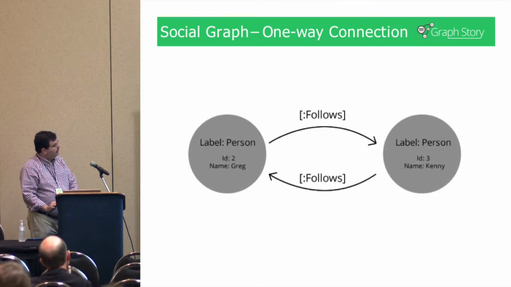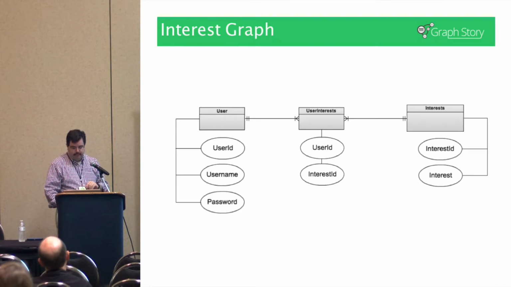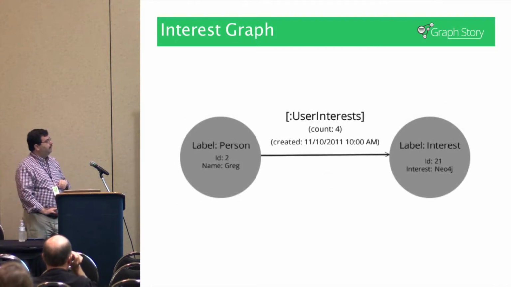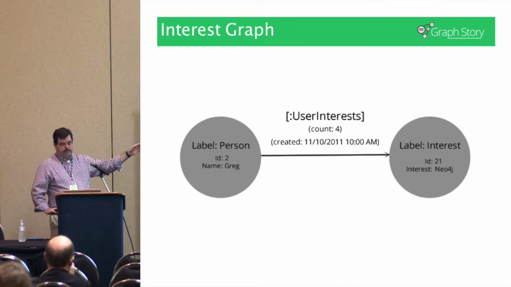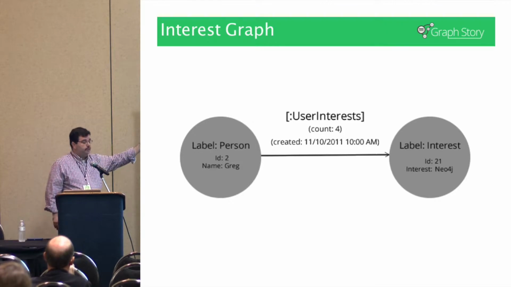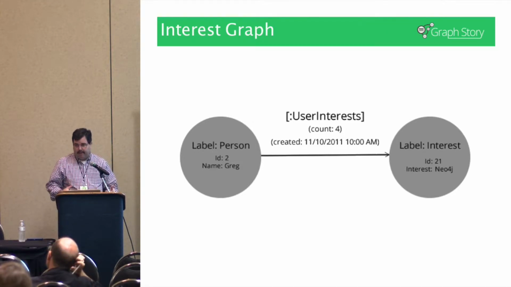And here's something called an interest graph. So you have a user here that has interest, and they're joined together in a table. And it's simply represented like this in a graph. So you have a person, you have an interest, and user interest is the relationship. So it's a typed relationship that connects them. And you can also store properties on the relationship. So one way to think about it is relationships replace joins.